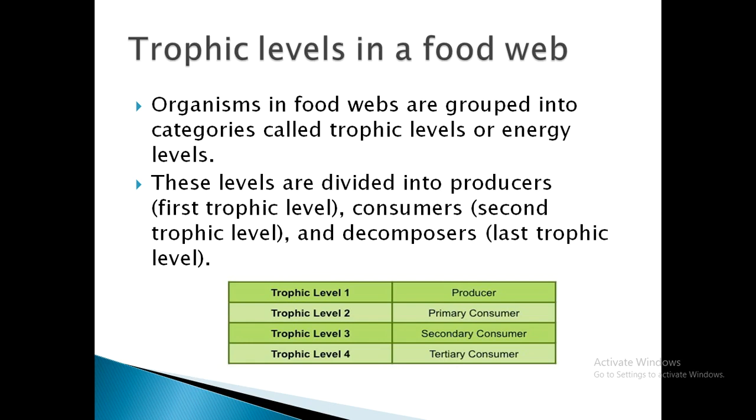Trophic levels in a food web. Organisms in food webs are grouped into categories called trophic levels or energy levels. These levels are divided into producers, which are the first trophic level, consumers, the second trophic level, and decomposers, the last trophic level. Here you can see in the table all of the trophic levels.